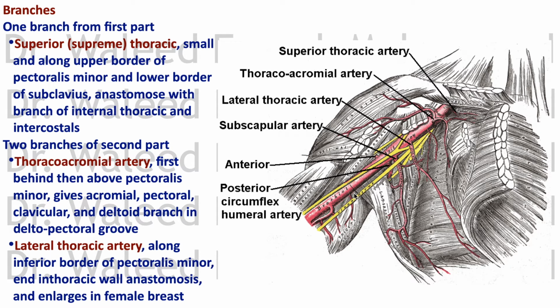The lateral thoracic artery, the one you see here, runs along the inferior border of pectoralis minor and ends in the thoracic wall anastomosis. It enlarges in the female breast, and enlarges furthermore during pregnancy in females, because it's the major blood supply of the breast.